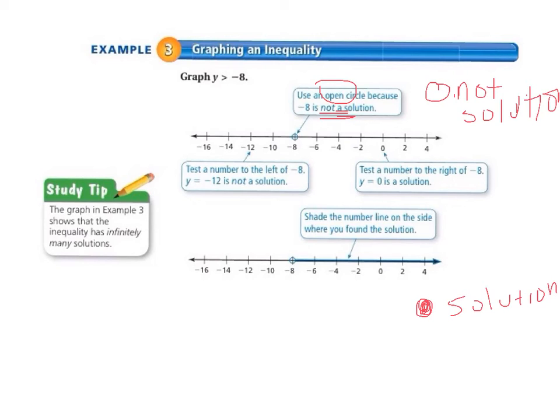So we test a number to the left of negative 8, so y equals negative 12 is not a solution. And we test a number to the right of negative 8, y equals 0 is a solution, because 0 is greater than negative 8. So we shade the number line on the side where we found the solution. Since 0 is on the right of negative 8, we shade the number line on that side. So we have an open circle, and then we shaded everything on the right. Our study tip on the left says the graph in example 3 shows that the inequality has infinitely many solutions. So that means that we put an arrow on the end of our shading, showing that this shading goes on forever and ever to infinity and beyond, because there are an infinite number of solutions.